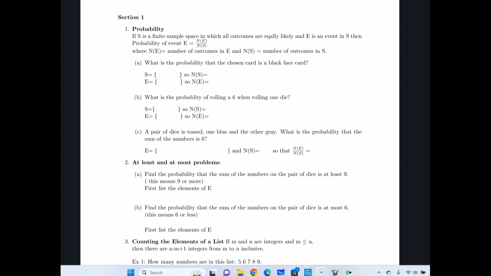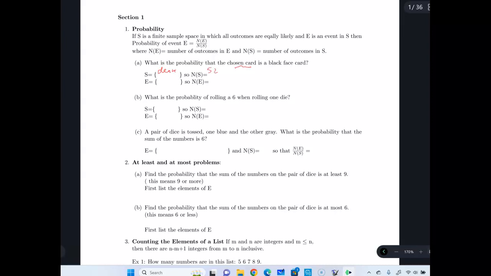Probability is the number of times the event happens over the number of outcomes in the sample space. So let's look at some examples. If I'm pulling a card out of a deck of cards, what's the probability that a chosen card is a black face card? The sample space is the deck of cards, and the number in the sample space is 52.